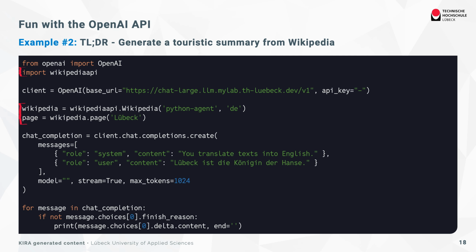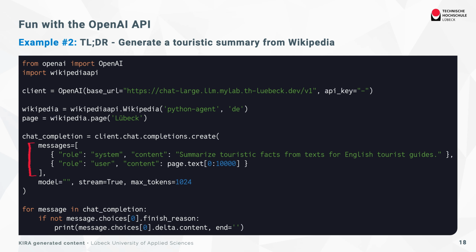Let's start with the data source. We'll add 3 lines and simply use the Wikipedia API to get the information about our desired city. In our case, Lübeck. What else? If we were to execute the code shown here, however, the same thing as before would still happen. We would still translate the sentence, "Lübeck is the queen of the Hanse." We must therefore still adjust our prompt and embed our information about Lübeck from Wikipedia into the prompt.